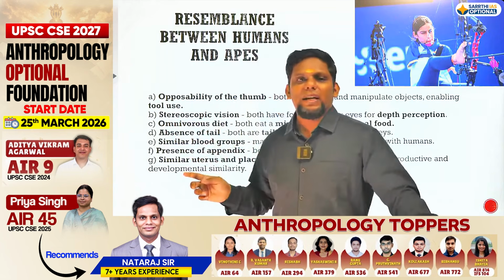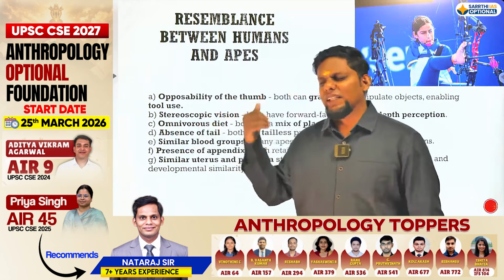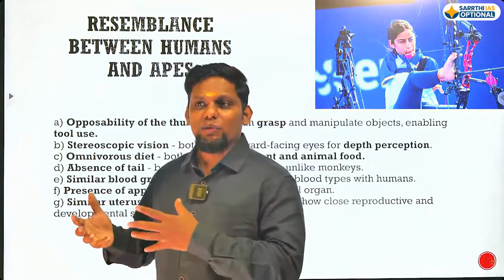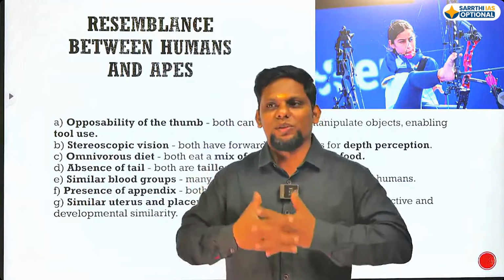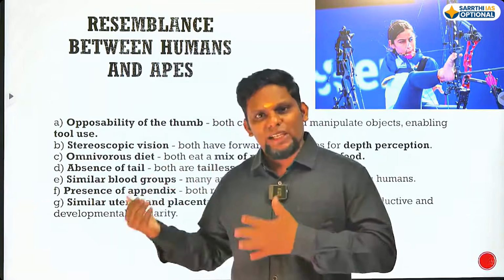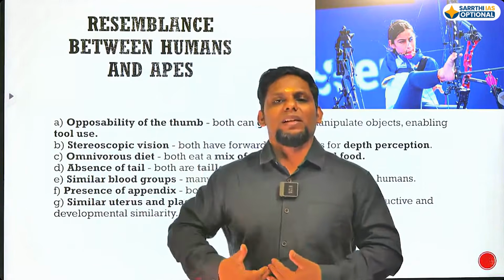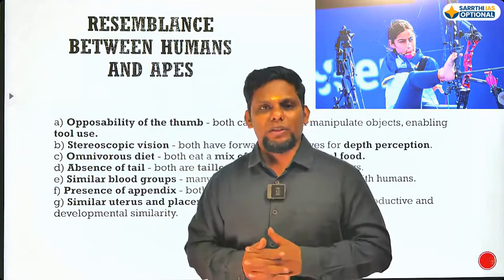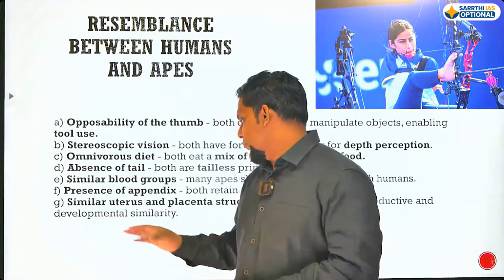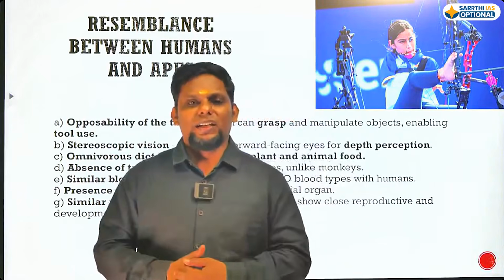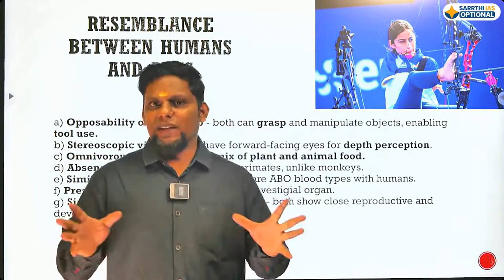Similarly, the presence of the appendix, of course, both humans and apes basically retain this vestigial digestive organ. It is like, when we were herbivores, it was there in order to grind up those tough fibrous foods, but nowadays for humans it is not of much use. Even if you have appendicitis, they will remove that, and it is not going to make much of a difference. I have it removed. Is that clear? Similarly, in terms of uterus and placental structure, the reproductive system is also kind of similar, very, very similar with regard to this.